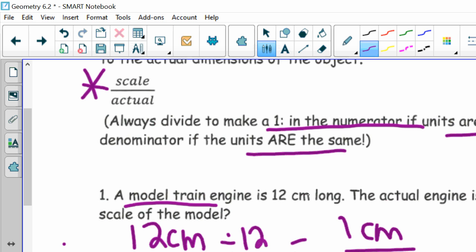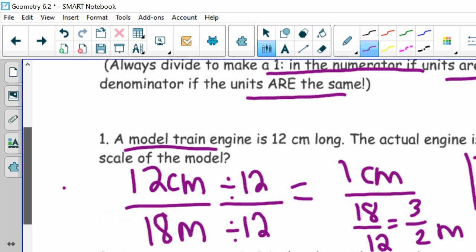So the scale of the model, 1 centimeter to 3/2 or 1.5 meters, because 3/2 is the same thing as 1.5. So on the model, every centimeter represents 1.5 meters on the actual engine. That's what that's talking about.